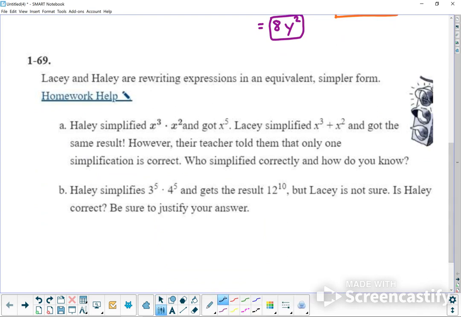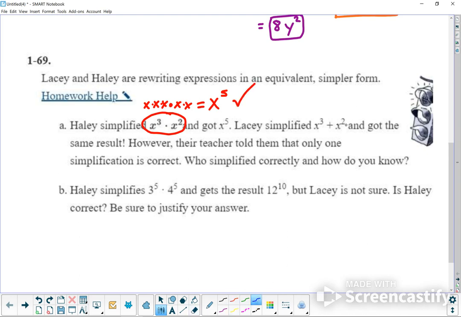Okay, let's look. We'll put Haley in red. So x to the third times x to the second, and this is all multiplication. So it's really x times x times x, and then times x to the second, which is x times x. Together, that does make x to the fifth. So Haley is definitely correct.